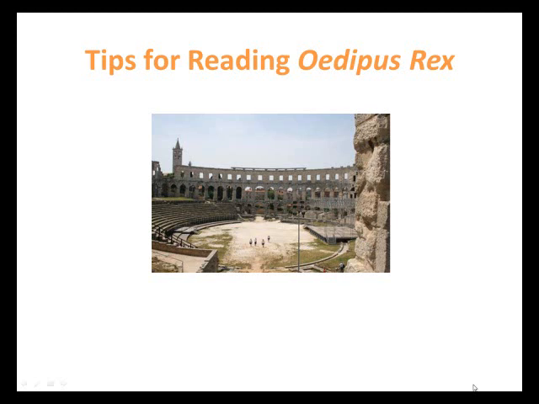Tips for reading Oedipus Rex. The play Oedipus Rex, written by Sophocles, can be a challenge to read. It was originally written in 429 BC, and what we now read is a translation from the original version. However, these tips can help you navigate through the play and have a better understanding as you read one of the classics of literary drama.